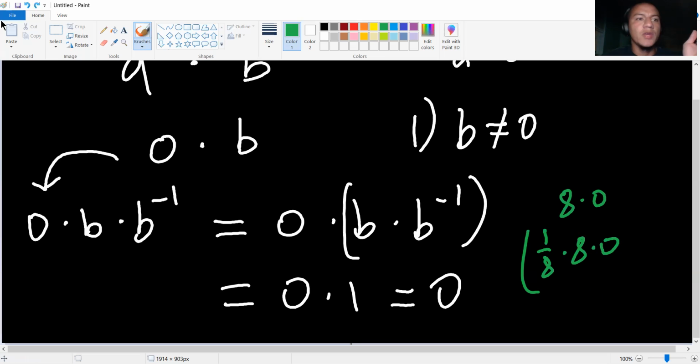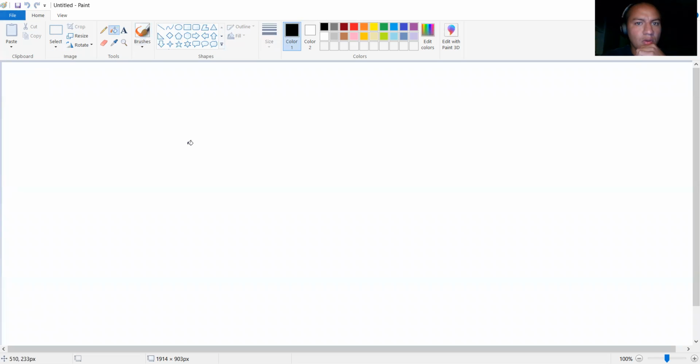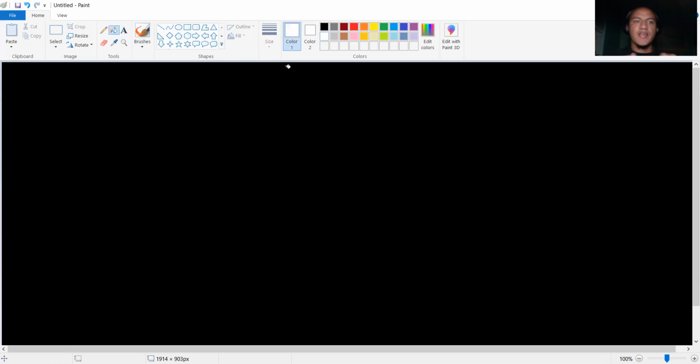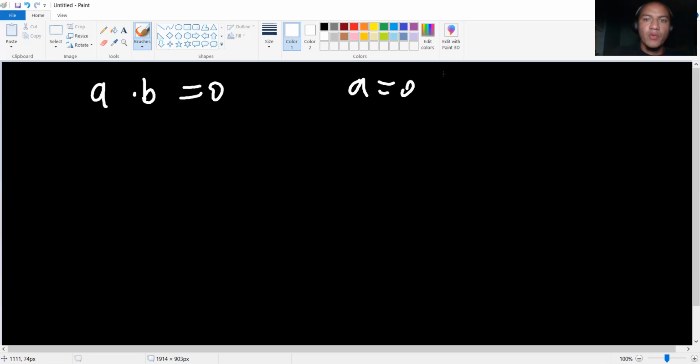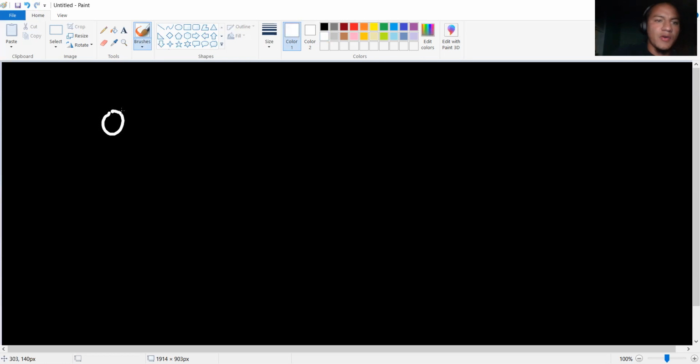Now, we need to look at the case where both numbers are 0. Because we just showed the case where A was 0 and B was not 0. But what if both numbers are 0? Well, then basically I would have 0 times 0. Okay. This may seem a little bit confusing at first, but consider this.